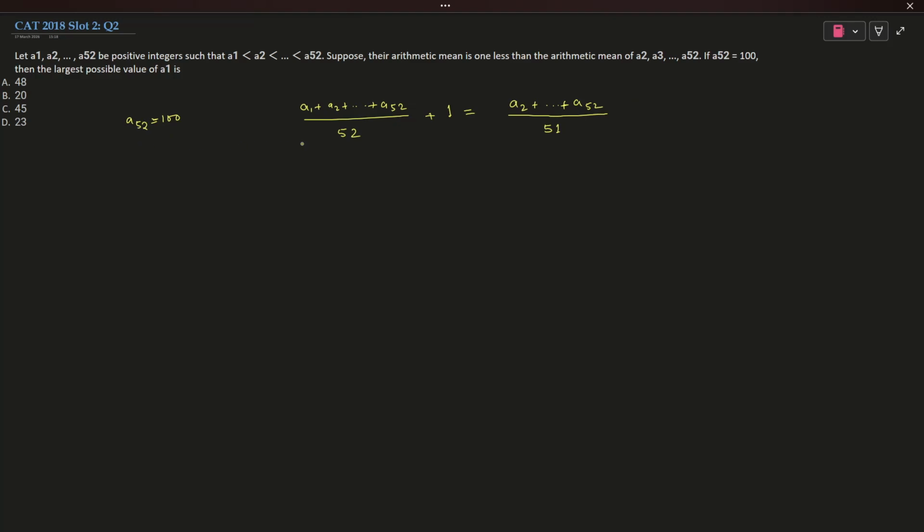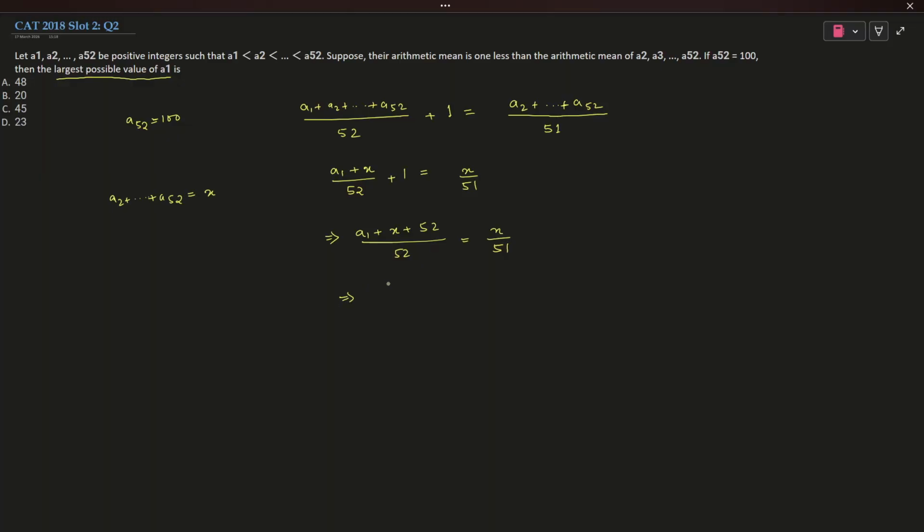We are given that A52 is equal to 100. Then we need to find the largest possible value of A1, that is A1 max. So guys, instead of writing A2 plus dot dot dot plus A52 all the time, I am considering this to be, let's say, x. So from here I have (A1 plus x) by 52 plus 1 is equal to x by 51, right? So (A1 plus x plus 52) by 52 is equal to x by 51.